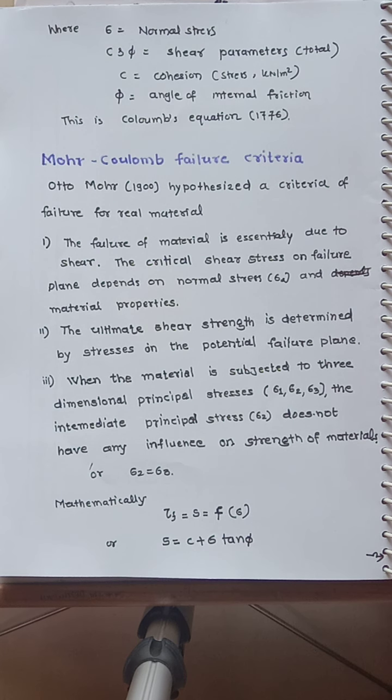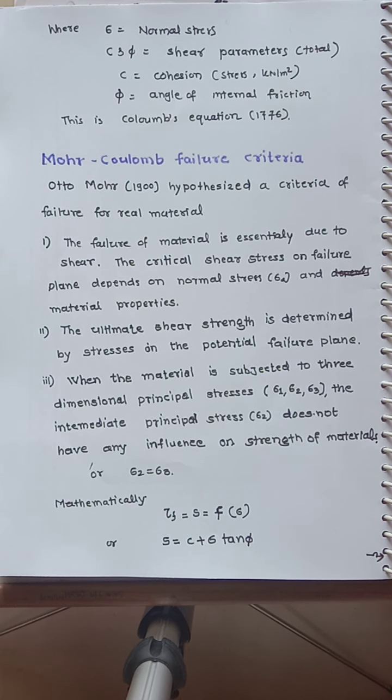If I take a metal or any other rigid material, mostly they fail in bearing also, fail in compression also, depending upon the direction of stress, tension also. But when the load is applied on a soil, then failure is because of shear. So other rigid or elastic material fails either in compression or tension, but soil essentially fails in shear. The shear stress on the failure plane depends on the normal stress and material properties.